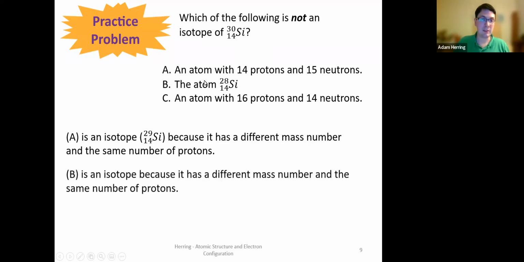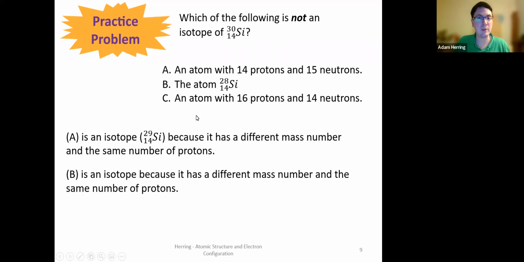Now, B is also an isotope, and for the same reason. We see here that this is silicon, and we can tell that both by the number of protons represented, which is 14, or by the fact that we have the elemental symbol of silicon. And in this case, we only have 14 neutrons because the mass number here is equal to the sum of the number of protons and number of neutrons.